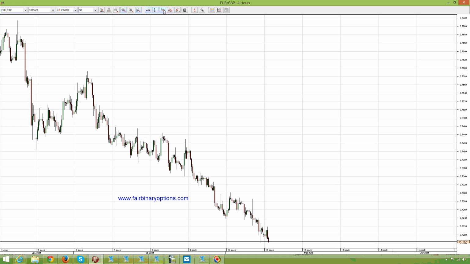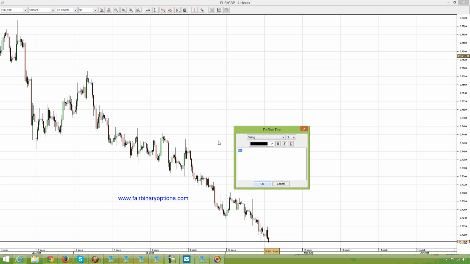Well, the first thing to consider on the euro GBP is that this is nothing but a cross. So we are talking about a cross currency pair. What does it mean that it is a cross currency pair? Well, because it is a cross currency pair, we should expect a lot of ranging, and a lot of movement based on the differences between the two currencies it represents.